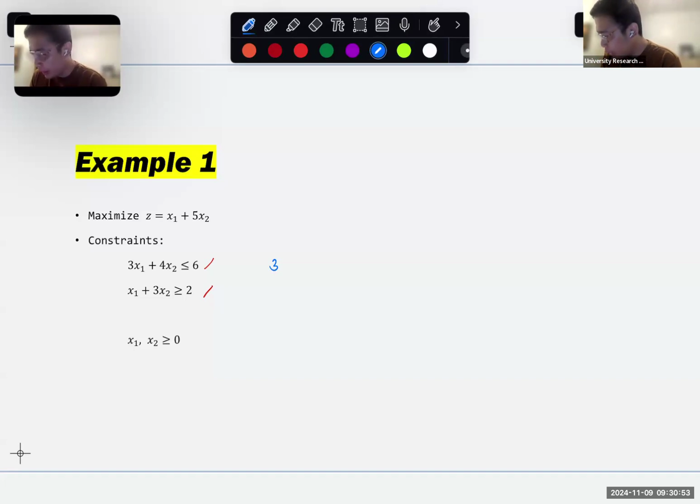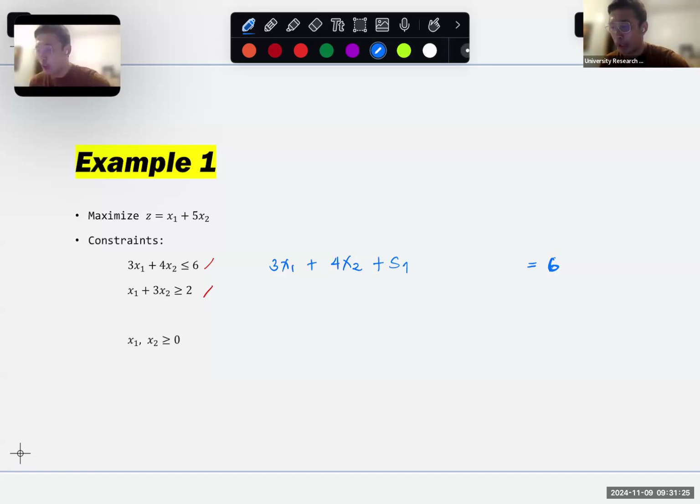So that is 3x1 plus 4x2 plus S1. And then we change the less than or equal to sign to an equal sign, and we make it 6. So S1 would be the one to compensate to reach a value of 6.